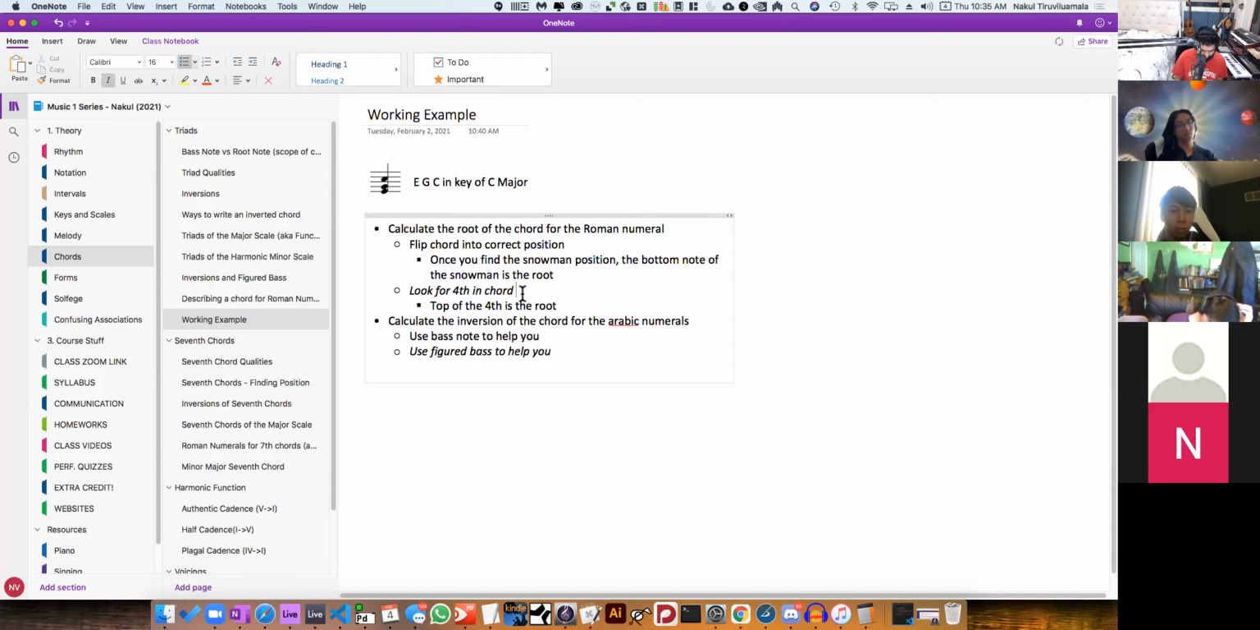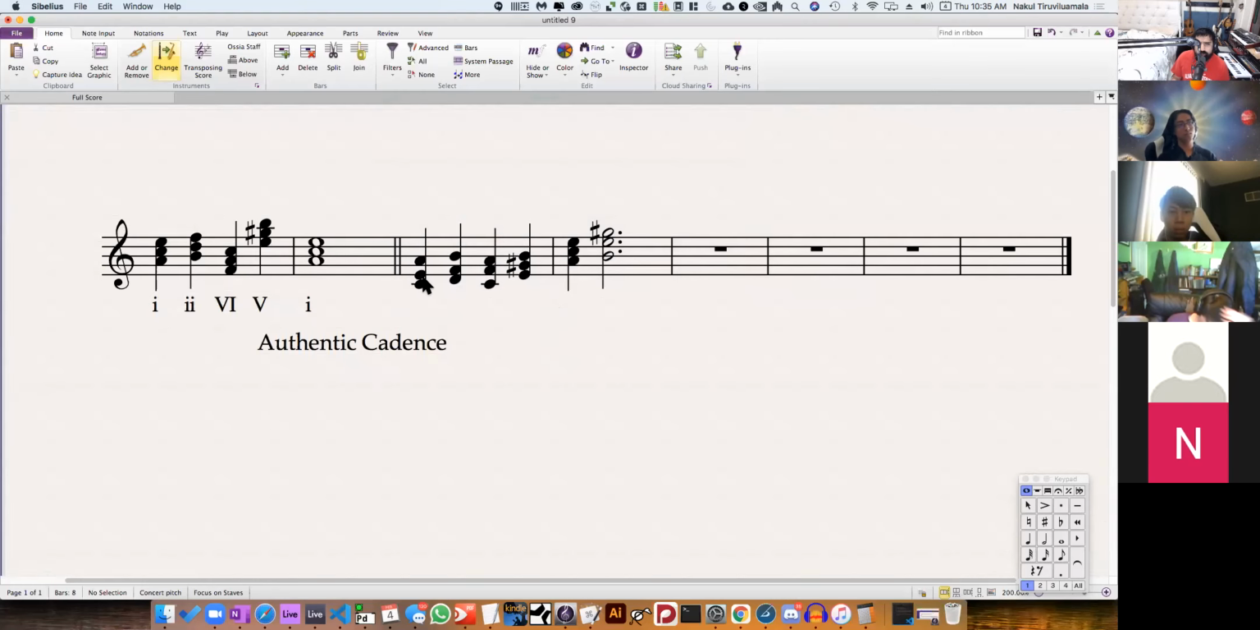And this is the shortcut. So let's use the shortcut. If you see a chord that isn't in snowman position, we can just look for the top of the fourth. In this example, the top of the fourth is what note? A, exactly. We're in the key of A minor. So what is A in terms of Roman numeral? A lowercase i.